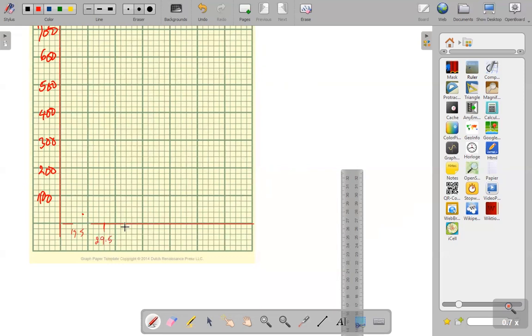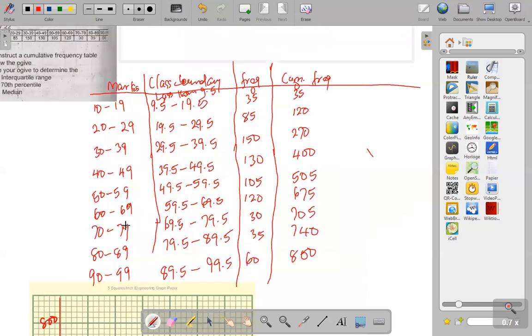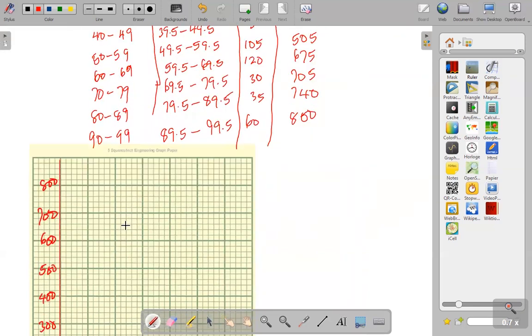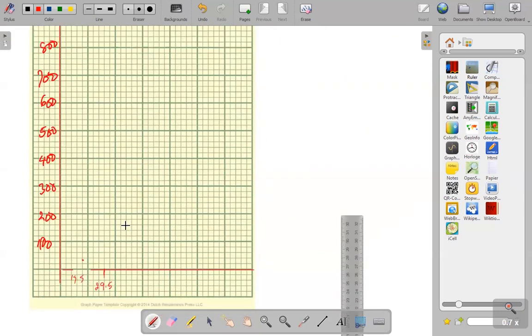29.5. And what is the cumulative frequency there? Cumulative frequency there is 120. Let's trace that place to 120. This is 100. 120 should be somewhere here. Remember the middle here is 150. So let's assume 120 is here.